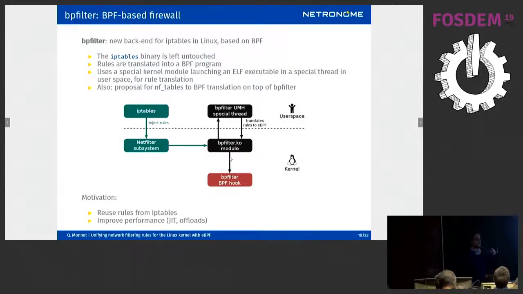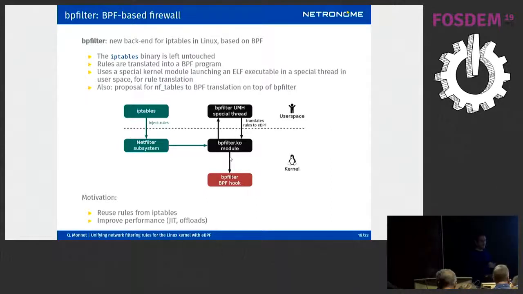Another solution that tends to make things converge would be BPFilter, which was at the center of many discussions recently on the kernel mailing list. So that's a way to turn your IPtables rules into BPF programs, but that's directly inside the kernel. So actually, it's just the backend part that would change, and you would keep IPtables left unchanged.